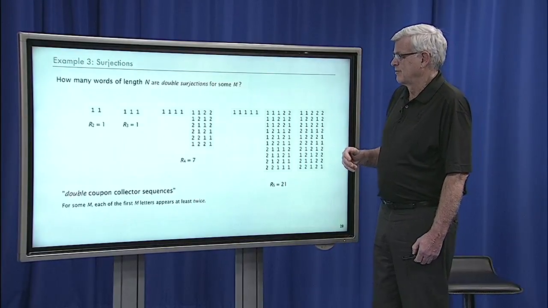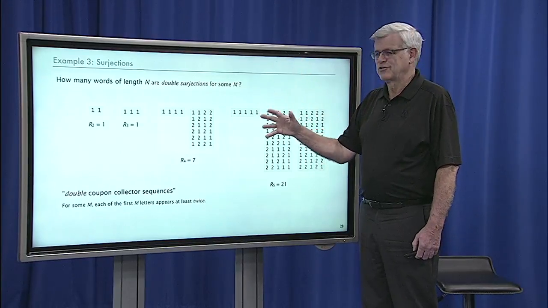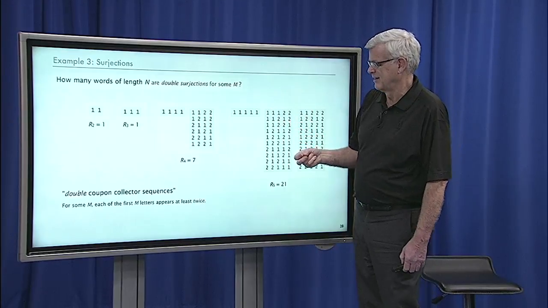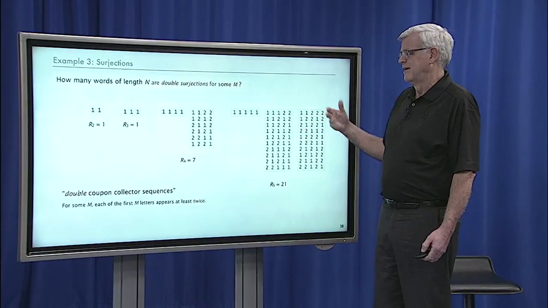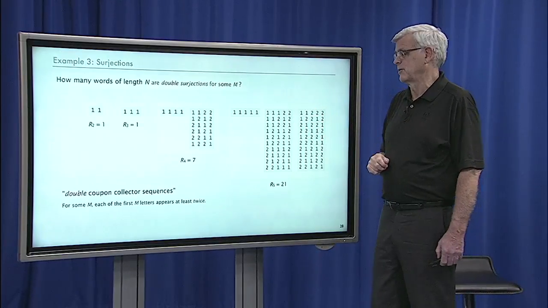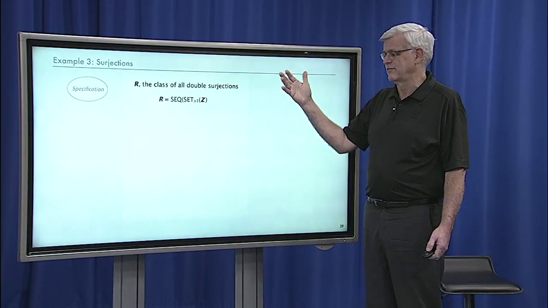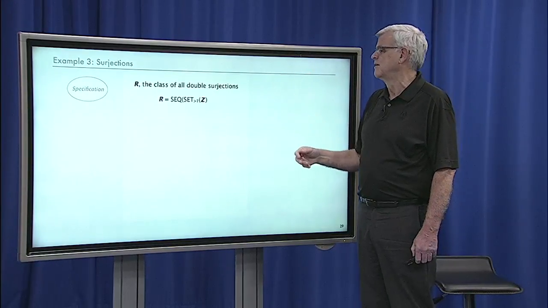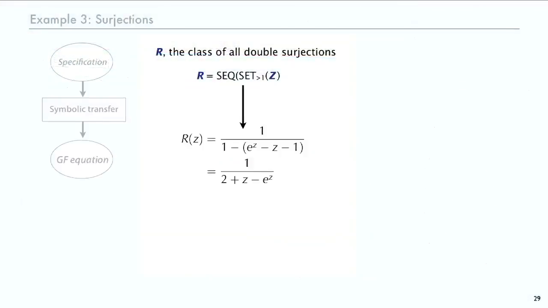And we can look at general versions of this, like double surjections. So that's like coupon collector sequences where you want to have 2 of everything. So for some m, each of the first m letters appears at least twice. And again, there's a lot of applications for wanting to study these types of combinatorial objects. In terms of the analytic combinatorics, it's just generalizing the one that we just did. It's a sequence of sets where the sets are all of size 2 or more. That translates to the generating function: sets of size 2 or more is e^z minus 1 minus z. Sequence is 1 over 1 minus that.